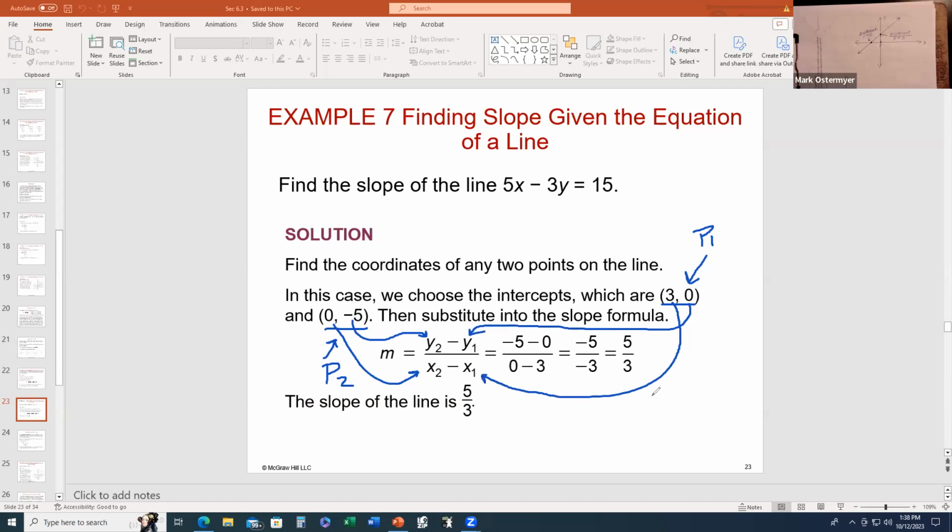Do you see how they're making the substitutions here? Yes. And then they go through the arithmetic and crank this out. Hey, be very careful when you're using the slope formula with signs. Sign mistakes are very common. Be careful with your minus and your negatives, all right? So yeah, the slope would be -5 over -3, which is +5/3.